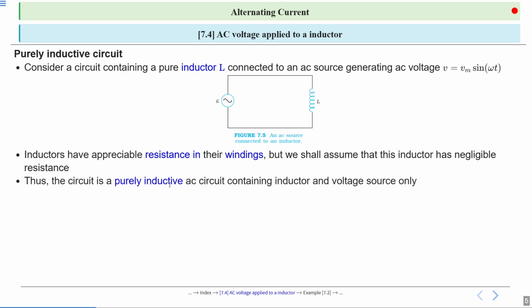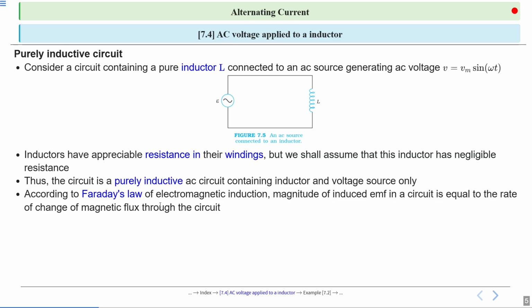So is the circuit purely inductive? There is no resistance in the winding, so it is a purely inductive circuit. We will not take into account the effect of the resistance in the windings. So the circuit is a purely inductive AC circuit containing inductor and voltage source only.